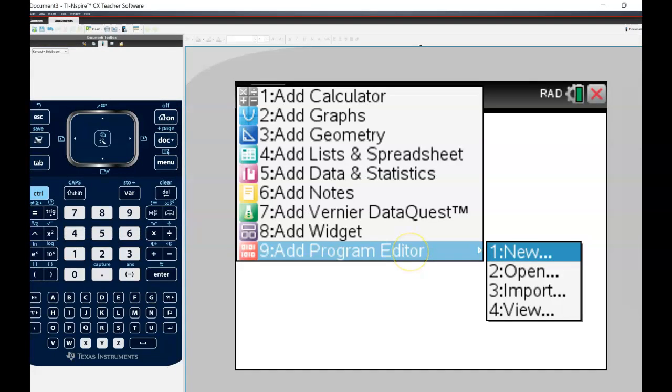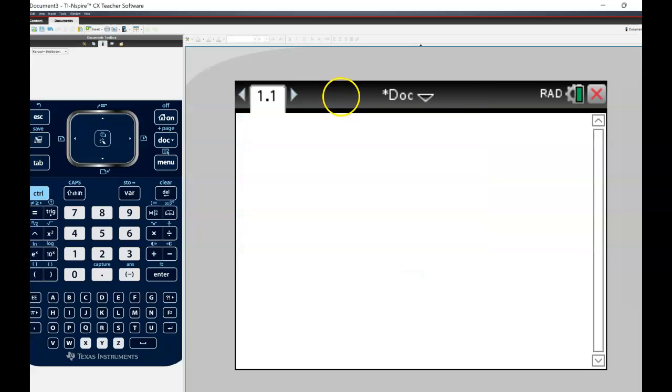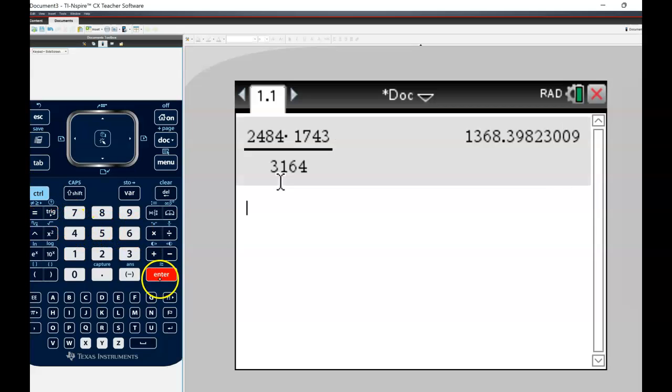You really should start a new document, especially for the chi-squared, so you don't run into calculator issues. So control division, parentheses. Again, that would be the 2484 times the 1743 divided by the 3,164 and control enter. So that would be approximately 1368.